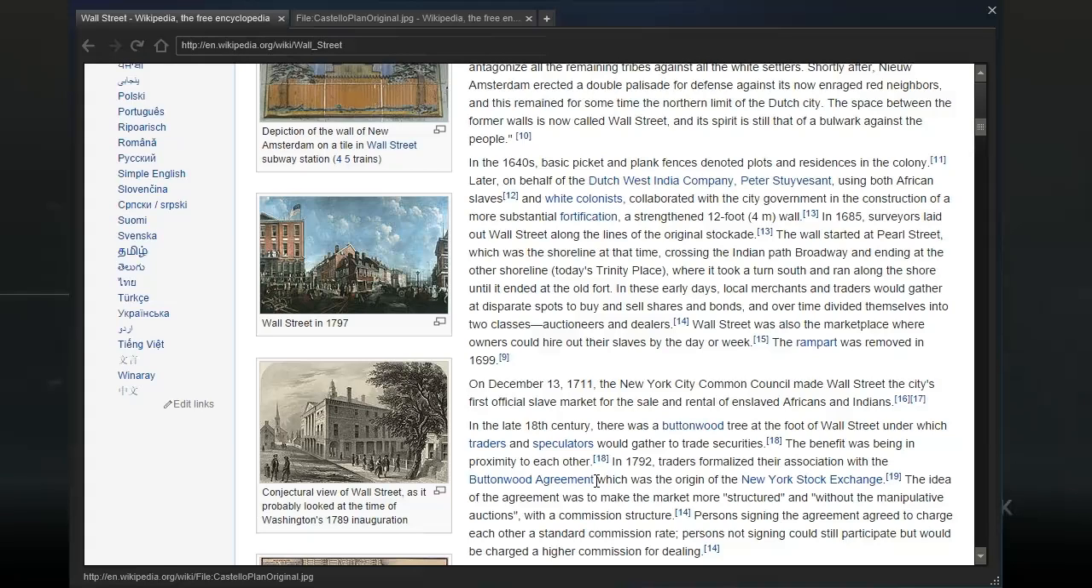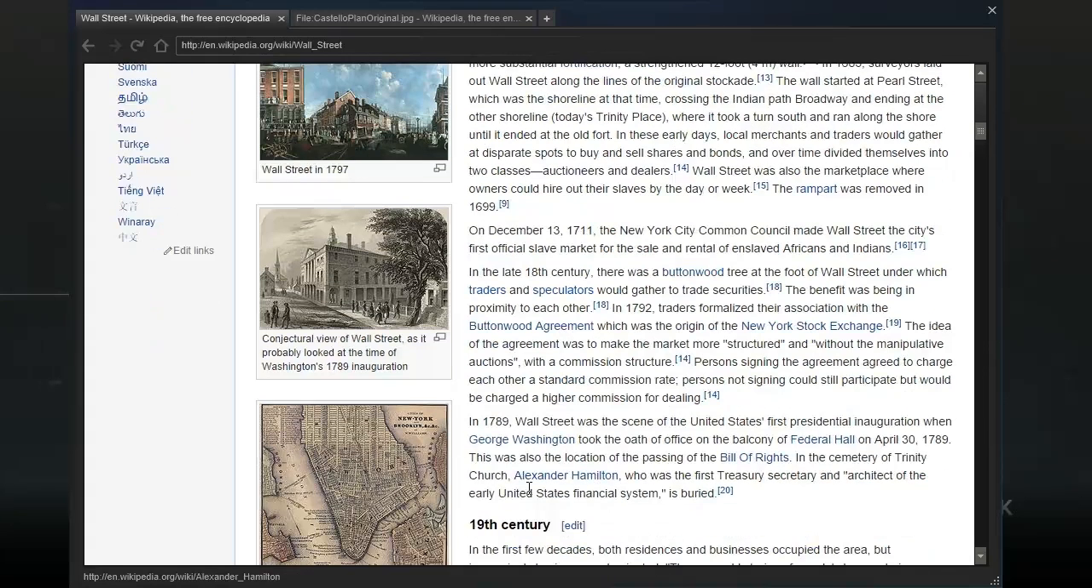In these early days, local merchants and traders would gather at disparate spots to buy and sell shares and bonds, and over time divided themselves into two classes, auctioneers and dealers. Wall Street was also the marketplace where owners could hire out their slaves by the day or week. The rampart was removed in 1699. On December 13, 1711, the New York City Common Council made Wall Street the city's first official slave market for the sale and rental of enslaved Africans and Indians.